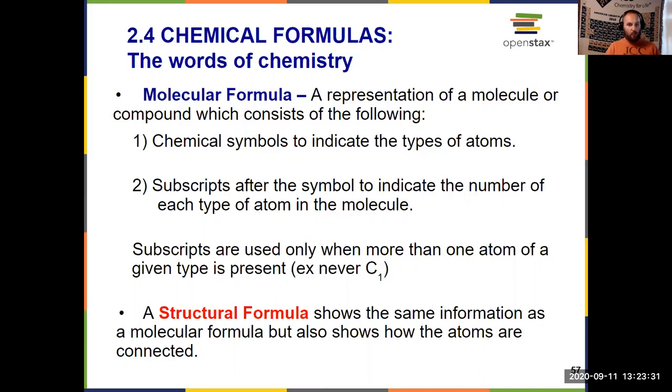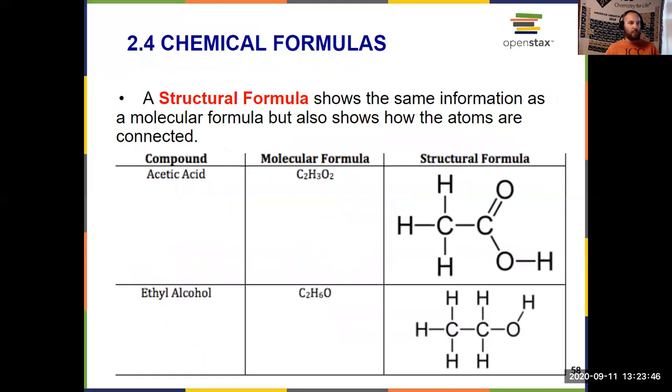We also have structural formulas, which give the same information as a molecular formula, but build on it one step further because they also show how the atoms are connected to one another. And so it actually shows the bonds. We can see the difference in these two right here: the compound name on the left, the molecular formula in the middle, and the structural formula on the right.